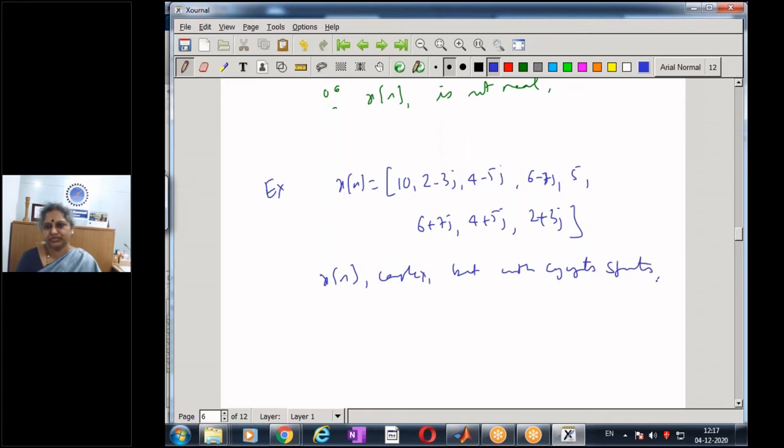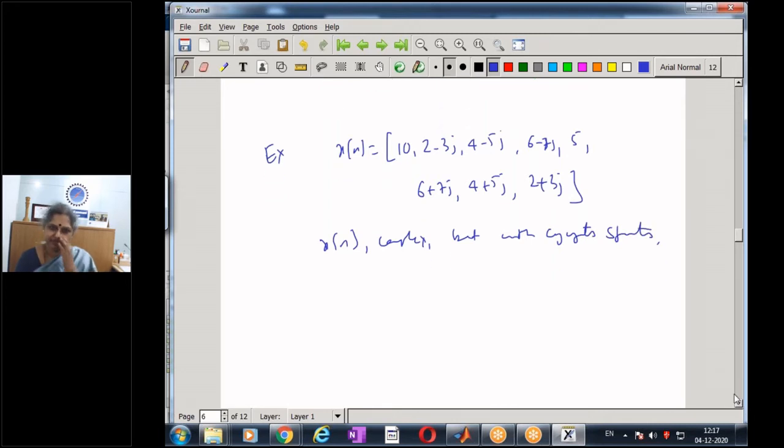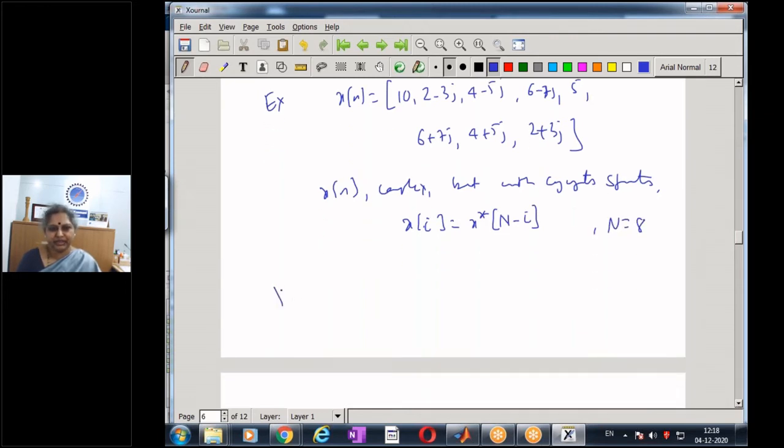As given by x of i is equal to the complex conjugate of x of n minus i. And here let me consider n as 8. Now let us try to compute the 8-point DFT of this sequence, which is complex, but it has a conjugate symmetry. 10, 2 minus.